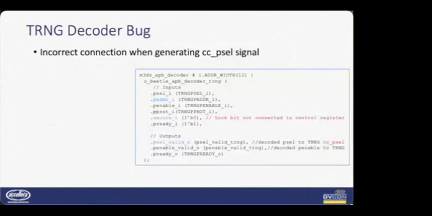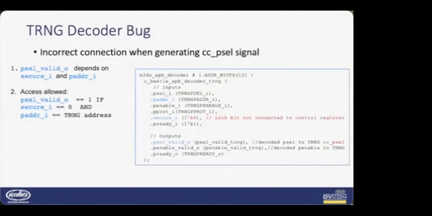Having diagnosed from the waveform view that the secure I pin was a 0, let us now take a look at the code of the decoder to figure out why this was so. If you look at the code for the decoder block, we find that the output pcell_valid_0 is dependent on secure_I as well as the p address_I signal. So the access to the TRNG is allowed by the decoder when the pcell valid 0 is a 1, and that drives the select pin of the TRNG block.